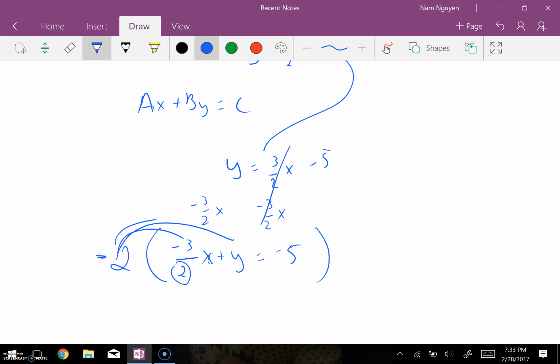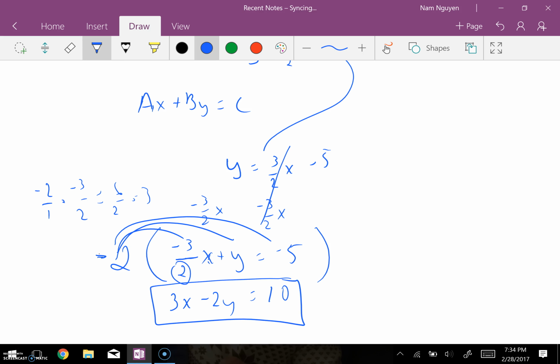Let's just see what happens here. So negative 2 over 1 times negative 3 halves becomes 6 halves, which is 3. Oh, that worked out. So negative 2 times negative 3 halves x is 3x. Negative 2 times positive y is negative 2y. Negative 2 times negative 5 is positive 10. And there is my standard form.